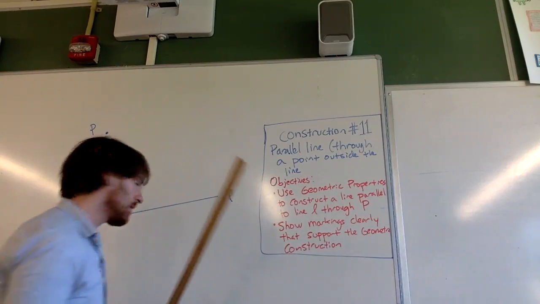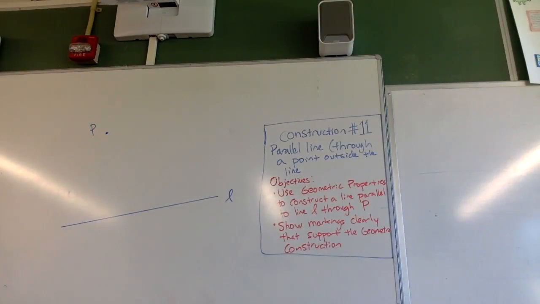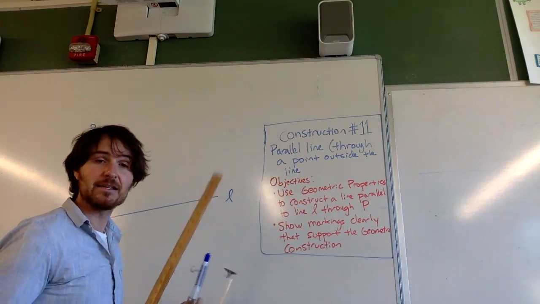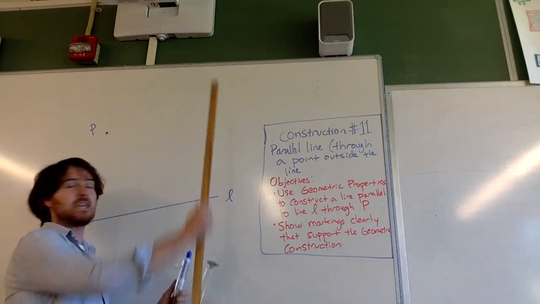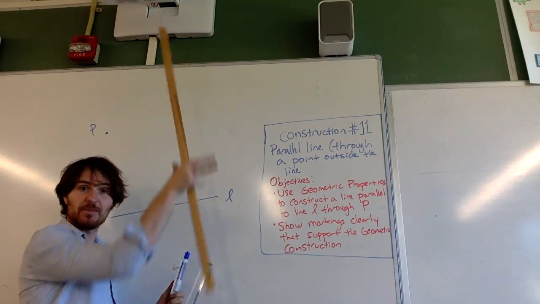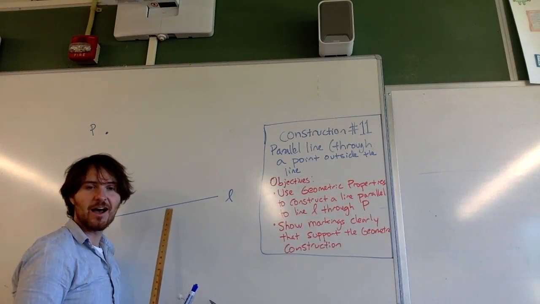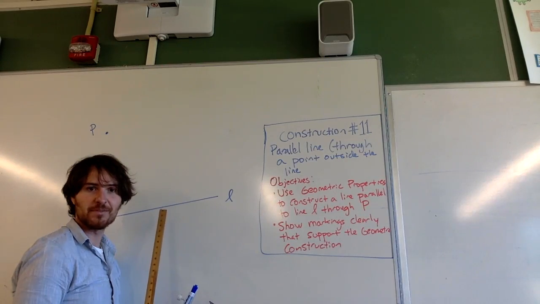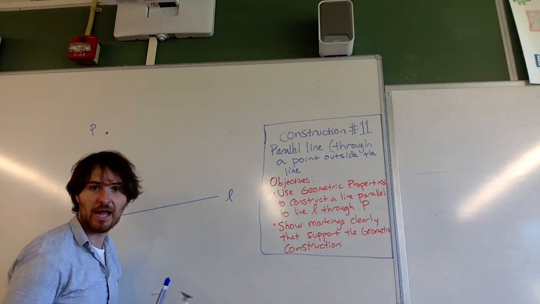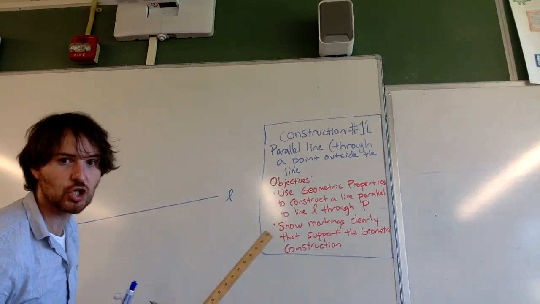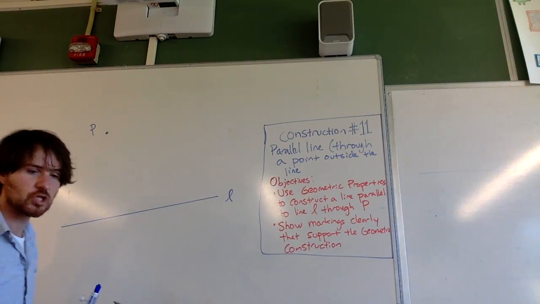So I can't just drag my compass, for instance, to get parallel lines. I need to figure out another way where, say, P is super far away. How can I construct something else near P that would be congruent to something that's down here? You'll see it in a second. Second objective here is to show markings that clearly support the geometric construction.